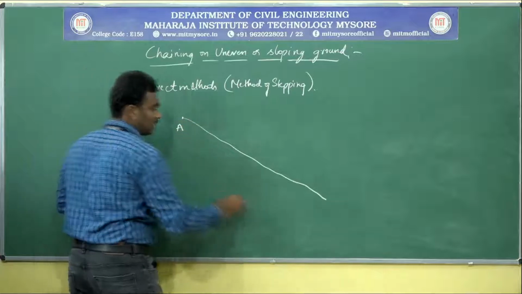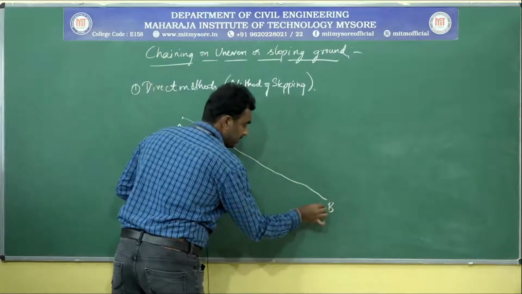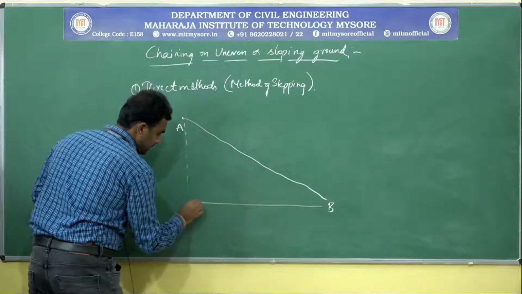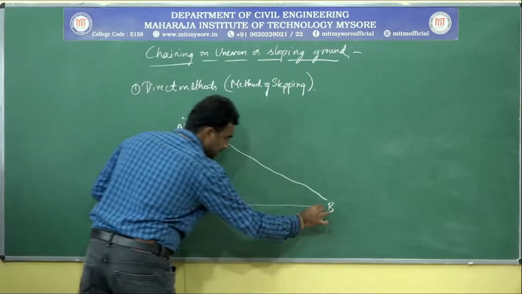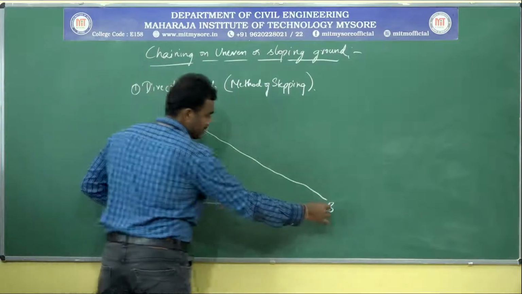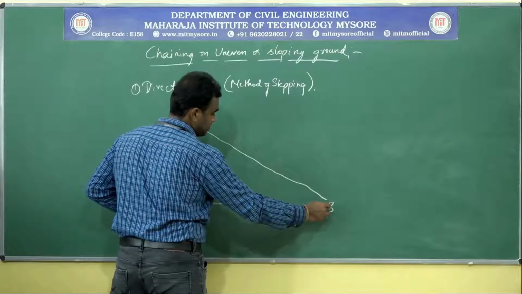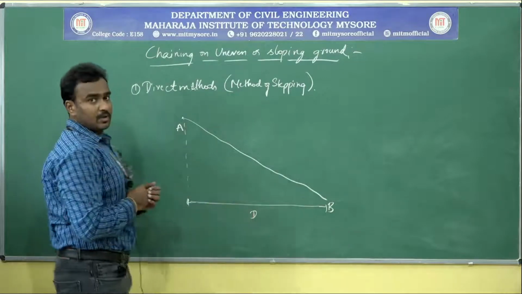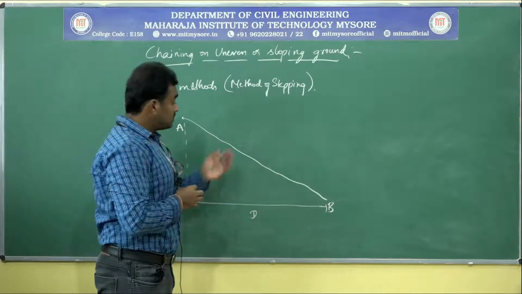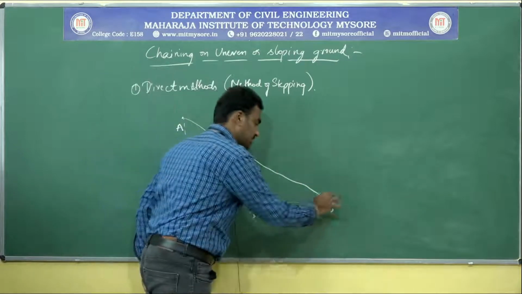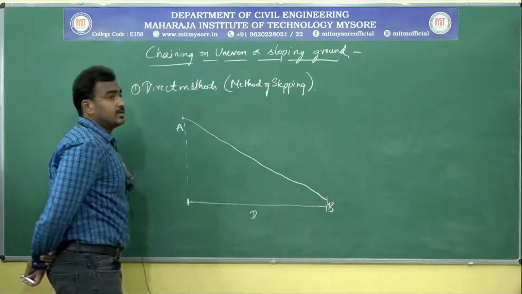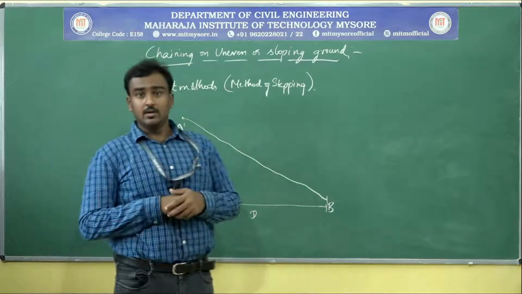I need to measure the horizontal distance between A and B. That means the horizontal equivalent of the sloping distance AB. I need the horizontal distance D. It might be 1 kilometer or 2 kilometers. How is it possible to measure in such conditions? In such conditions, we adopt the method of steppings.